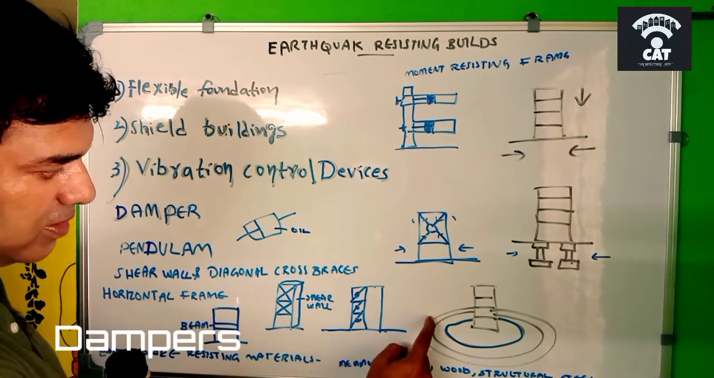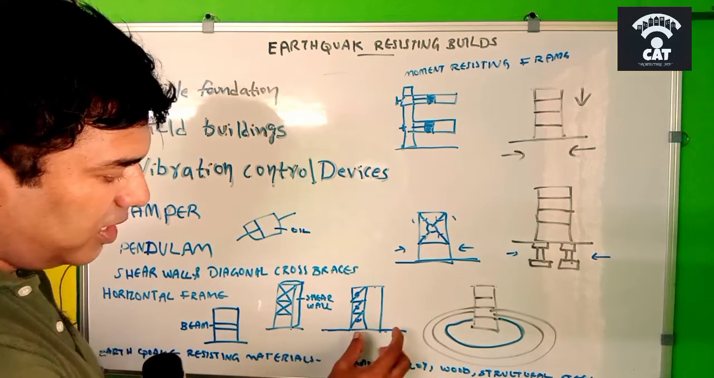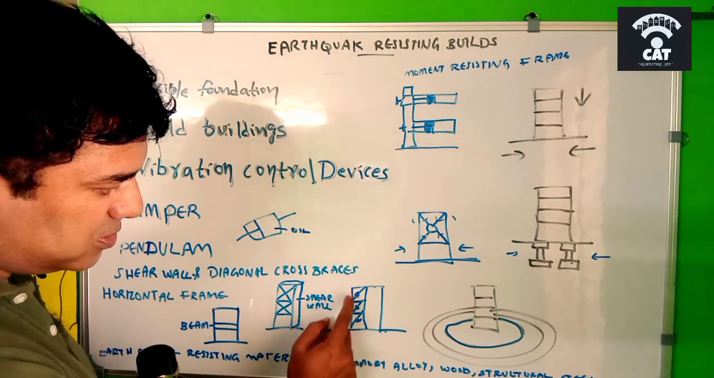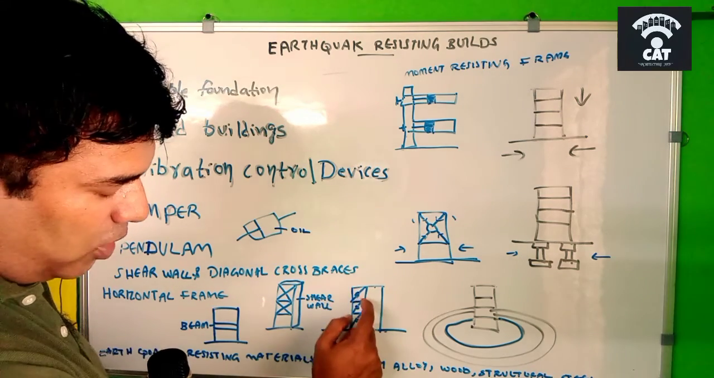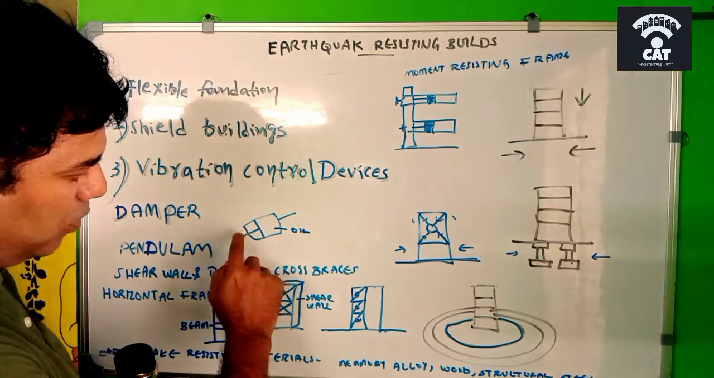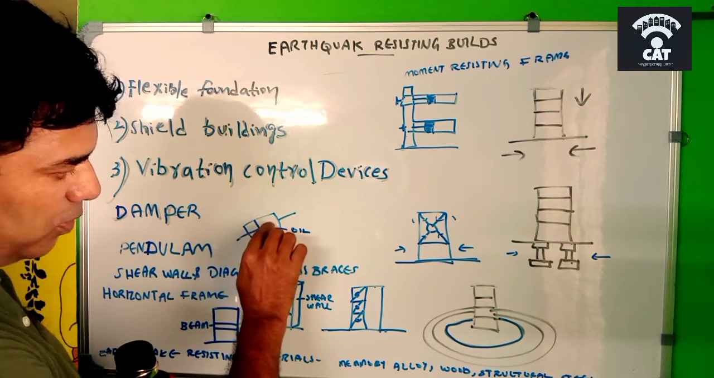When the horizontal forces or the seismic forces act upon this building, that force transfers through this steel structure, which comes in between the beam and the column, and then goes to the piston, and the piston will move forward, compressing the oil in it.